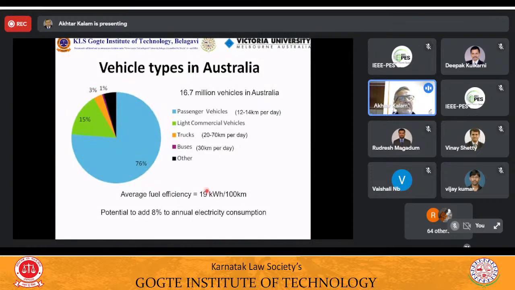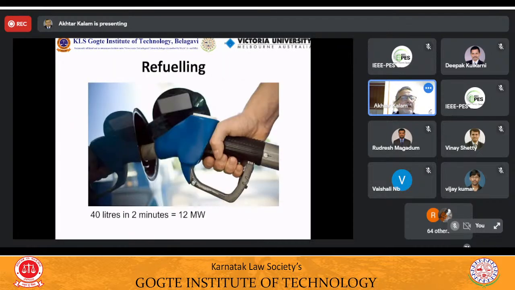The fuel efficiency is about 19 units per 100 kilometers. So this will add 8% to our annual energy consumption. The electricity consumption will definitely increase by 8%. So you see, that is the help to the electricity sector.